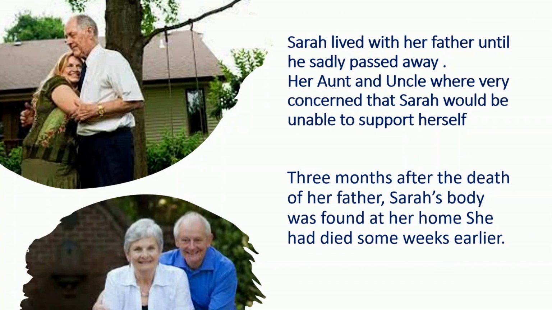Police, housing, health services and adult social care were all aware of concerns about Sarah, and agencies did endeavour to contact her to offer support, but Sarah often didn't respond or declined services. Three months after the death of her father, Sarah's body was found at her home. She died some weeks earlier, and the pathologist was unable to determine the cause of death. The coroner recorded the conclusion as self-neglect and issued a report under Regulation 28 to adult social care.